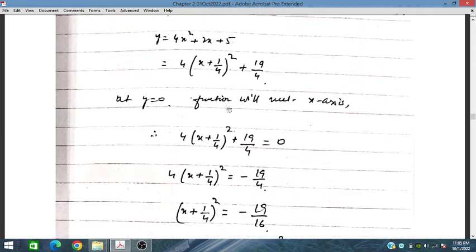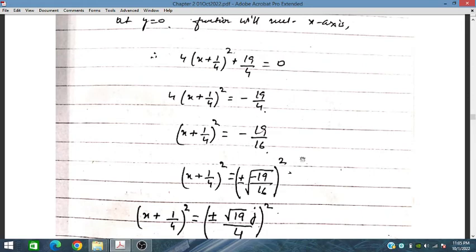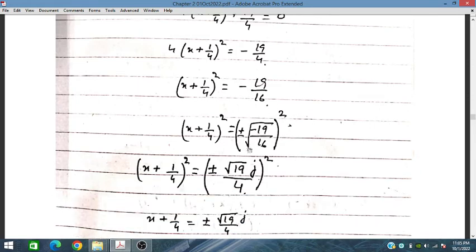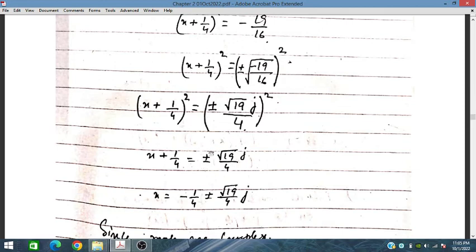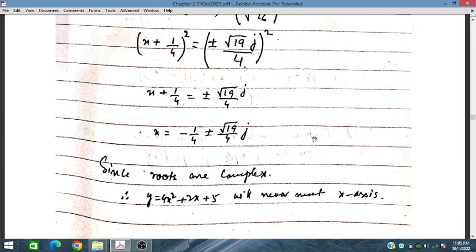We have to prove this, but we have obtained it in a complex shape. So whenever we have a complex solution, it means real roots are not possible, and the function will never meet the x-axis. This function will never touch the x-axis.